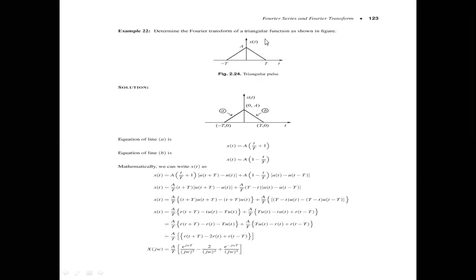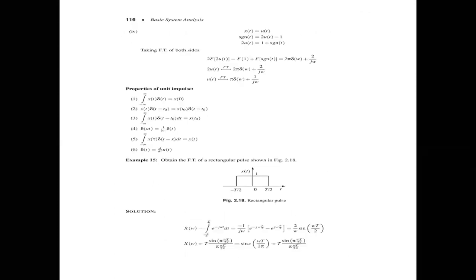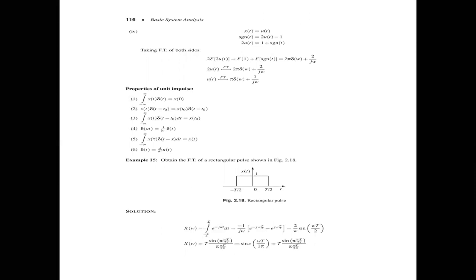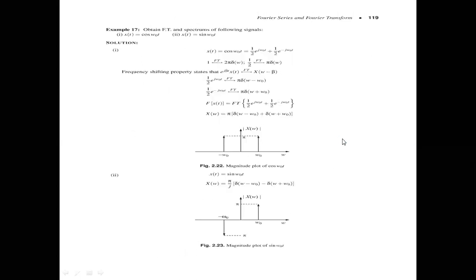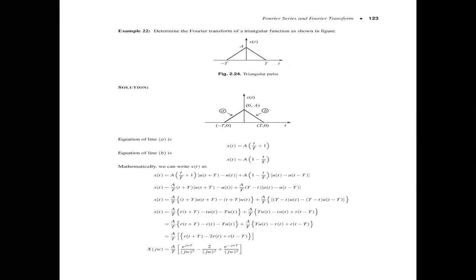Determine the Fourier transformation of the triangular function. We already found the rectangular function from −T/2 to T/2. This is a rectangular function, my dear students, and we found the rectangular function's Fourier transformation. Now the triangular function. So this is a triangular function.